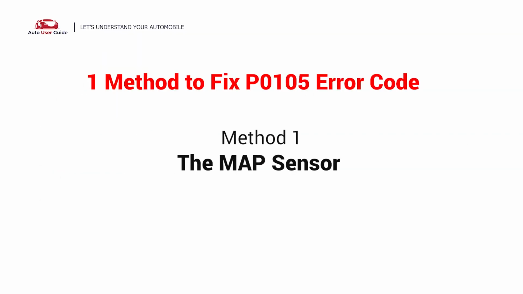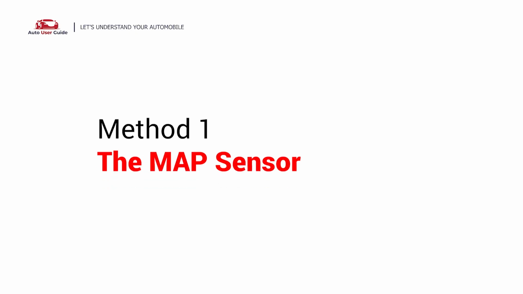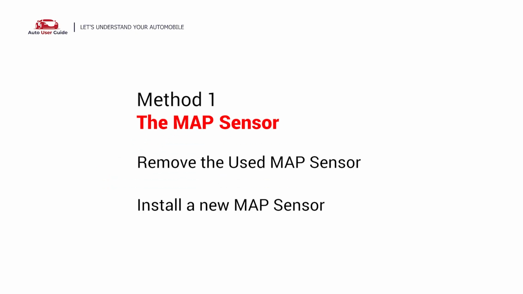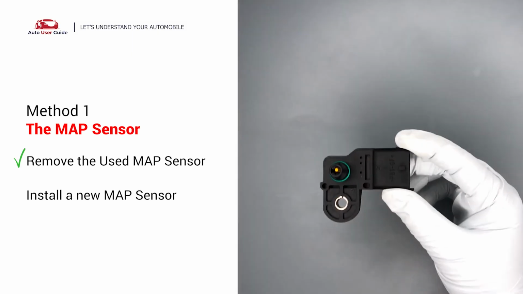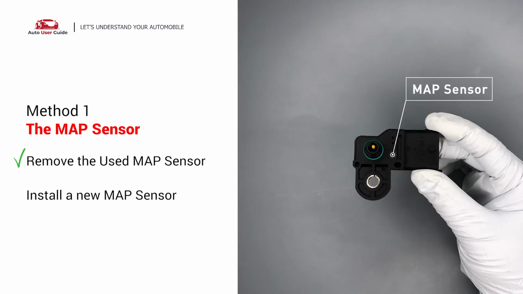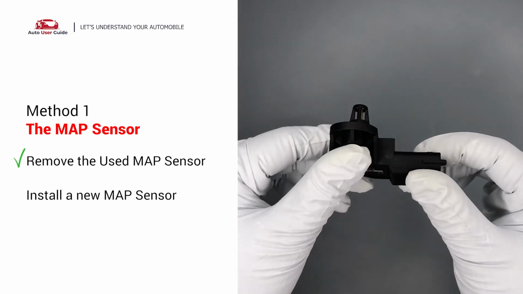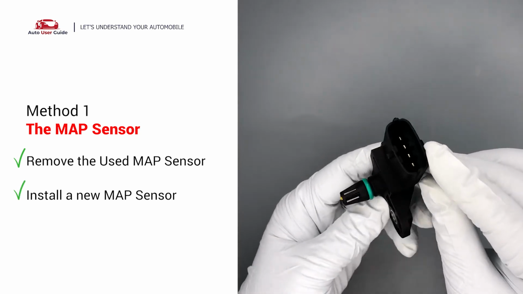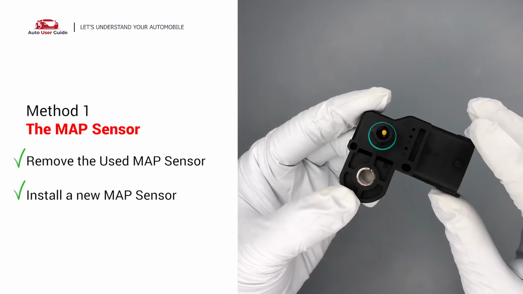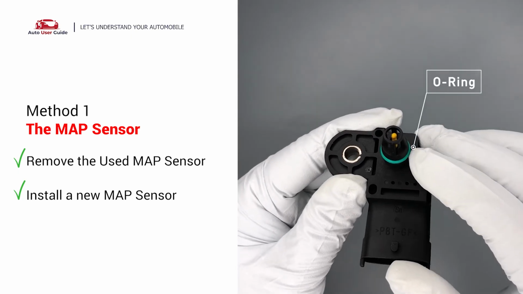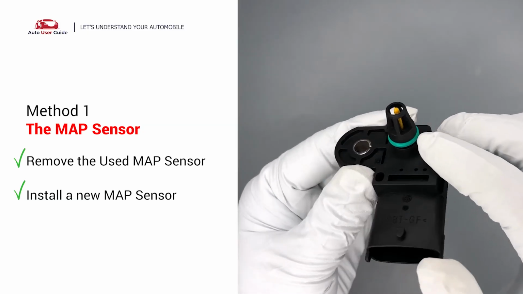Here is a simple DIY method you can try to solve this problem. The MAP sensor. The MAP sensor is typically located on the intake manifold, either next to or on the throttle body itself. First, carefully remove the MAP sensor from the engine. Inspect the MAP sensor for any damage. If damages are found, then replace the MAP sensor. When you install a new MAP sensor, check to make sure the new O-ring is in place and not damaged.